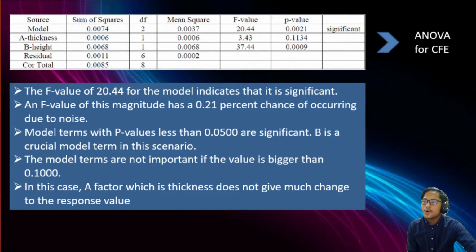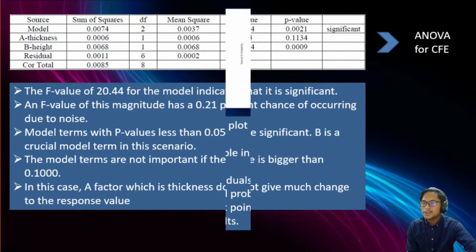The F value of 20.44 for the model indicates that it is significant. An F value of this magnitude has a 0.21% chance of occurring due to noise. Model terms with P values less than 0.05 are significant. B is a crucial model term in this scenario. The model terms are not important if the value is bigger than 0.1. In this case, A, which is thickness, does not give much change to the response value.